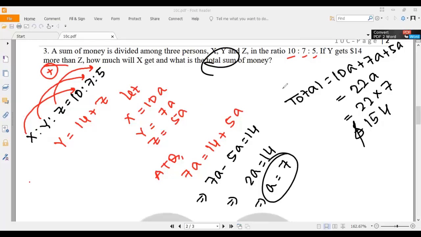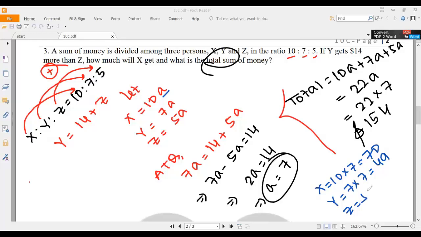We can solve this total in another way if I want to find out the value of X. So what is the value of X here? Here X will be 10 multiplied by 7 because the value of A is 7. Okay, 10 times 7 is 70. The value of Y is 7 into 7, that will be 49. The value of Z will be 5 multiplied by 7, that will be 35.